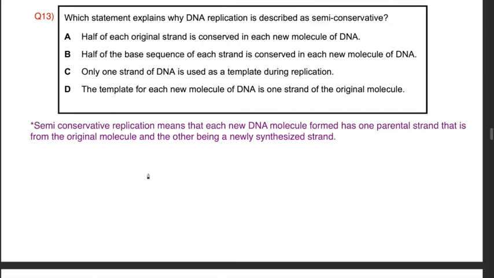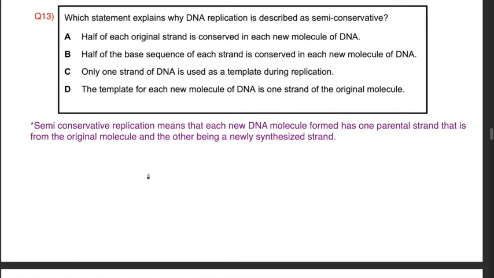C: Only one strand of DNA is used as a template during replication. That is incorrect. During DNA replication, both strands are used as templates. That is why after a DNA molecule replicates, you get 2 DNA molecules, not 1. If one DNA molecule replicates, you get 2 DNA molecules. And answer D, the template for each molecule of DNA is one strand of the original molecule.